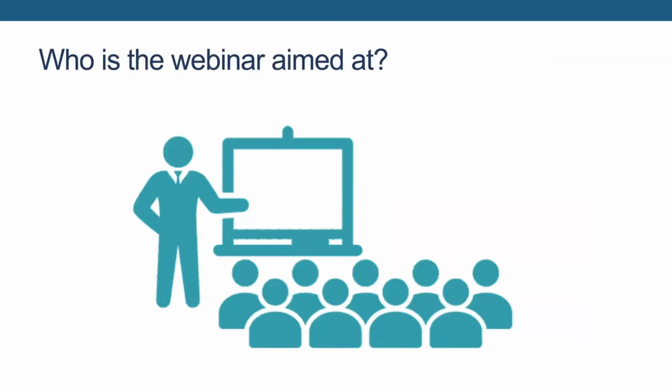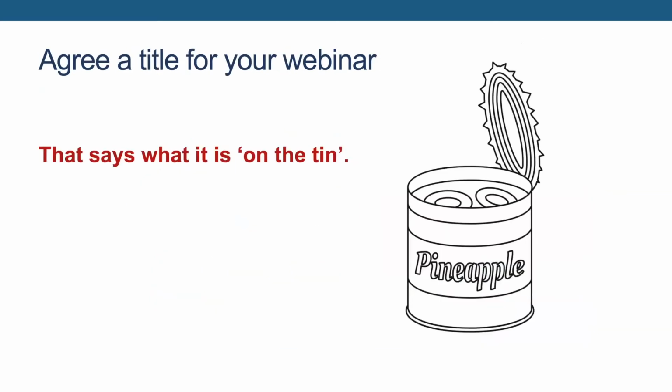Who is the webinar aimed at? That's obviously fundamental. You want to really look at who you're aiming this webinar at and make sure that you're aiming at the right people. And agree a title for your webinar. Keep it simple, a title that says what it is on the tin so that everybody can see immediately what this webinar is going to be about.